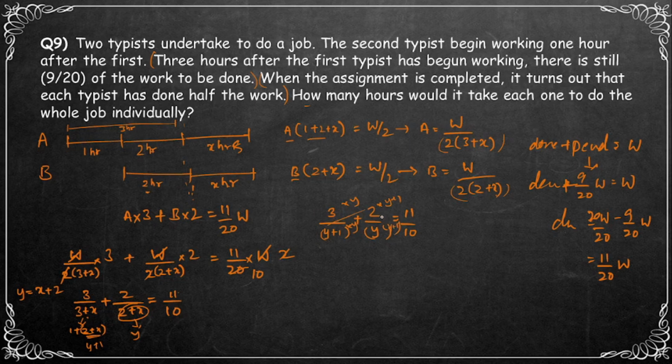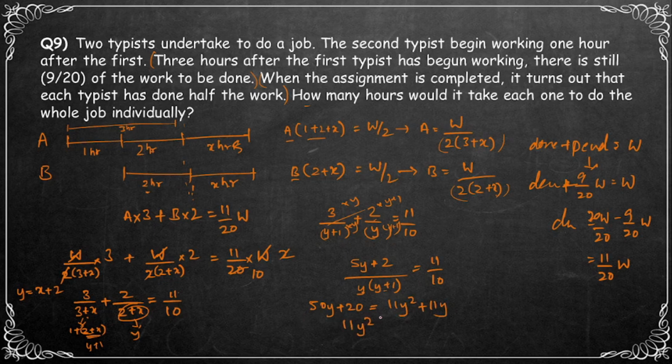Now we have 3Y plus 2Y plus 2, so that means we have 5Y plus 2 in the numerator. In the denominator we have Y into Y plus 1 is equal to 11 by 10. So if we cross multiply, we have 50Y plus 20 is equal to Y square plus Y into 11, so 11Y square plus 11Y.